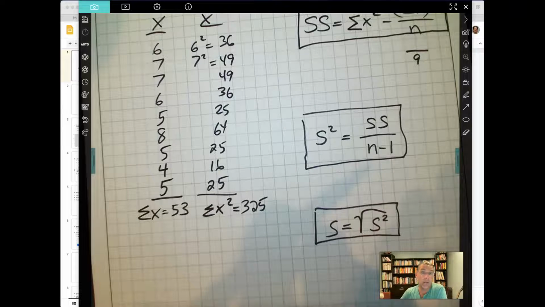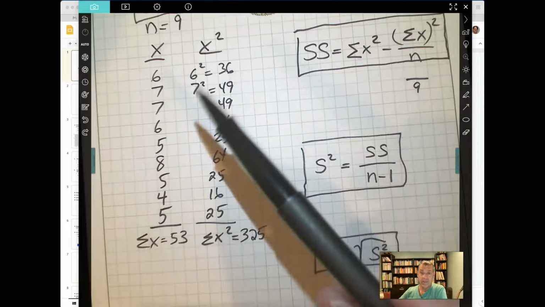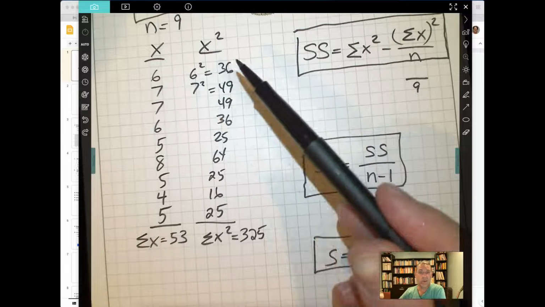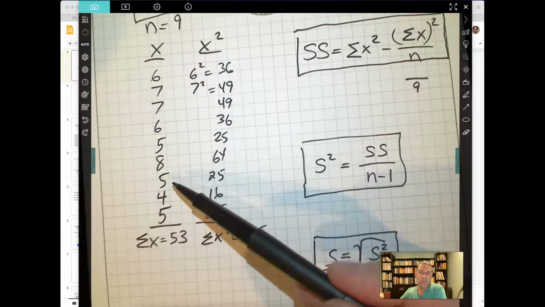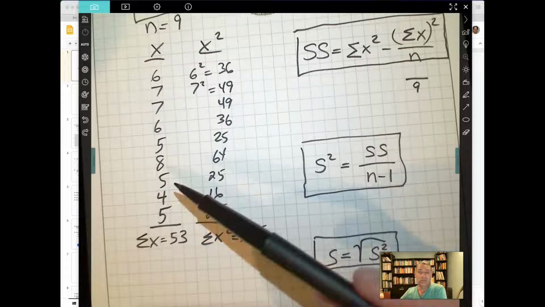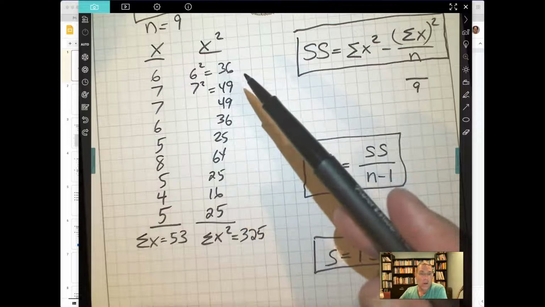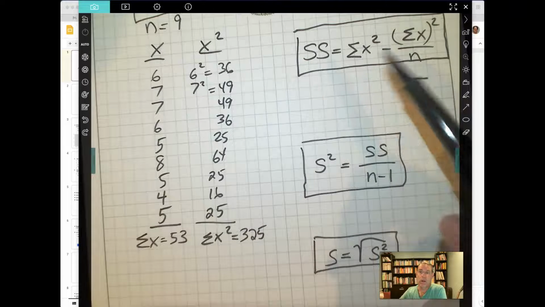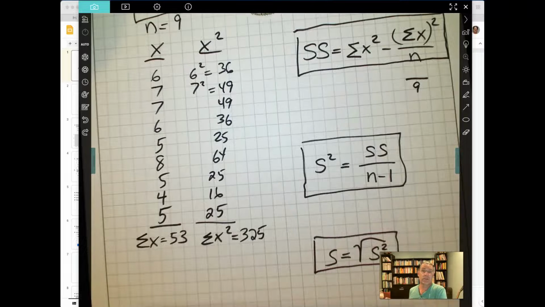What I will just say to you is when students make mistakes in this whole thing, this is probably the most common place they make a mistake, is squaring the numbers wrong. Like sometimes people will do 5 squared is 20 or 15 or 5. I mean, you never know. Or just adding these up and getting this number wrong. So if you get this number wrong, it's going to throw the sum of squares off, which is going to throw this variance off, which is going to throw the standard deviation off. So it's always kind of worth checking that.